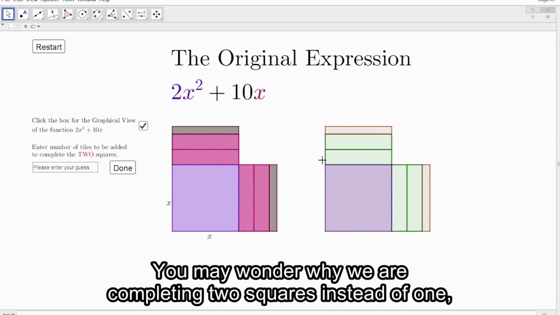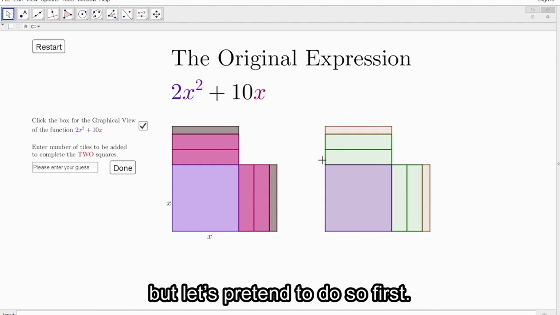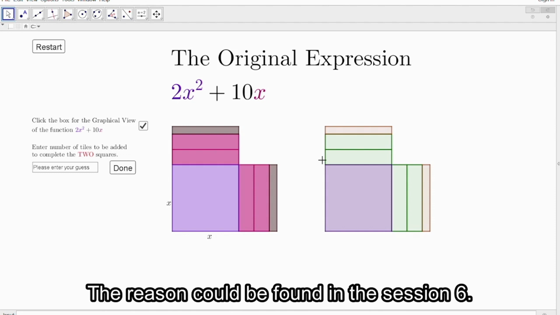You may wonder why we are completing 2 squares instead of 1. But let's pretend to do so first. The reason could be found in section 6.